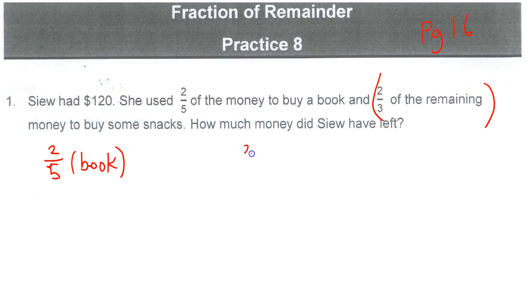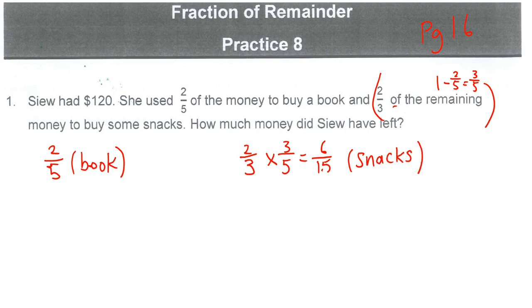If you have 2/3 of the remainder, 2/3 of means times. Now where do you get the remainder? When you spend 2/5 on the book, it means that you have 3/5 as a remainder, isn't it? So 2/3 of the remainder will be 2/3 of the 3/5. It gives you 6/15. And this 6/15 is being used to buy some snacks. So I'm going to write down the English at the same time.